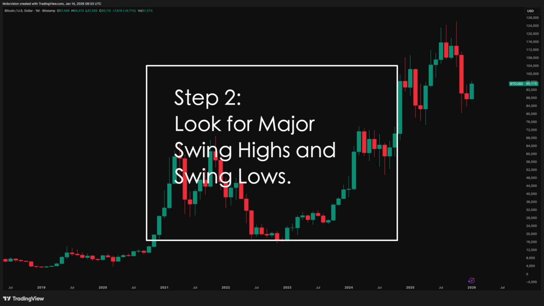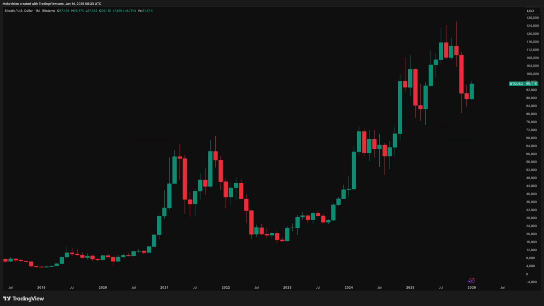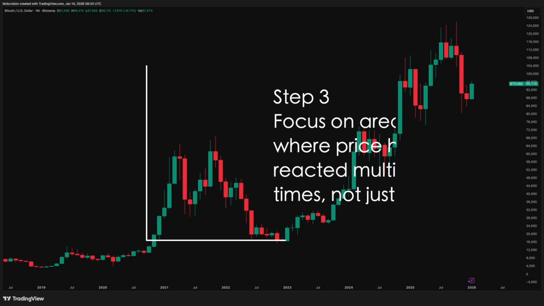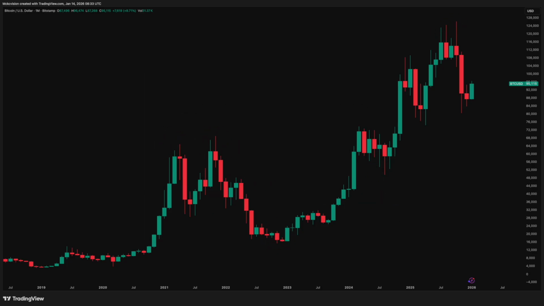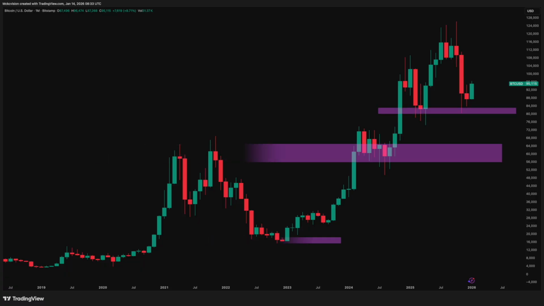Step 2. Look for major swing highs and swing lows. Step 3. Focus on areas where price has reacted multiple times, not just once. And remember, these are zones, not precise lines. We're marking areas of interest, not exact prices.